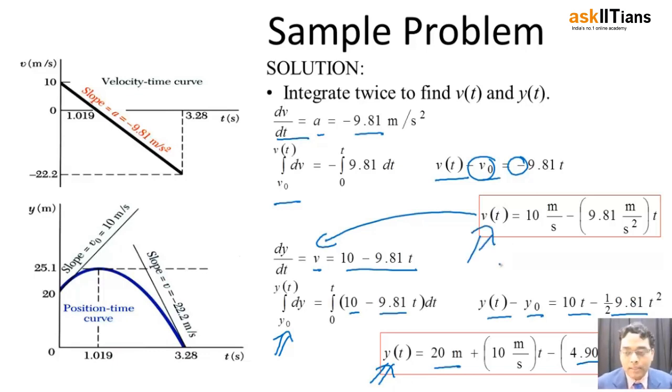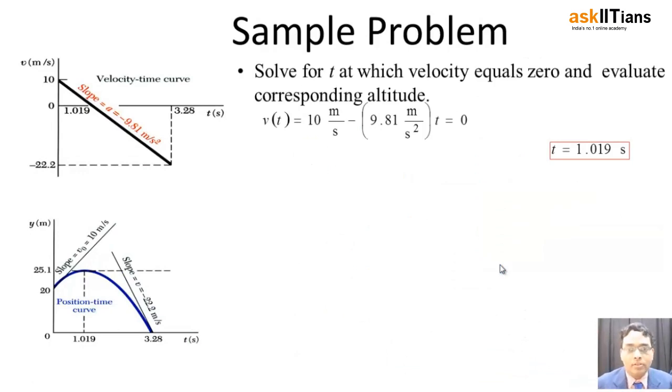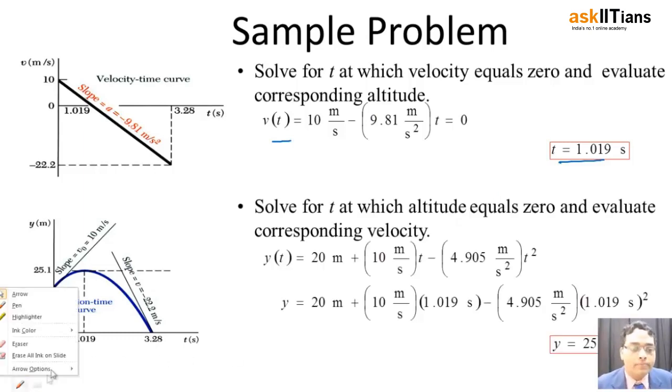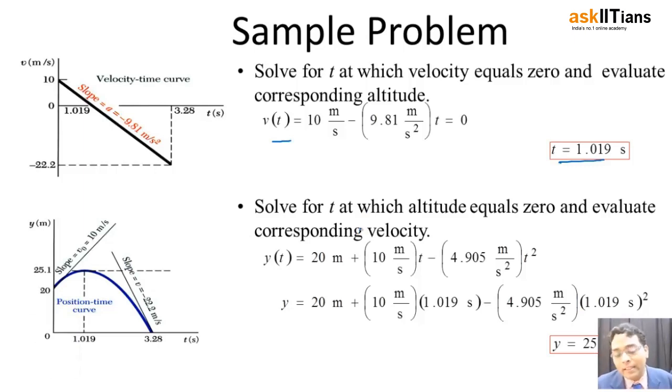Now once you know this, you can find things out. At the highest point, the velocity is going to be 0. If you put the velocity to be 0, that will give you the expression of time. The time comes out to be 1.019 seconds. In a similar manner, if you want to solve for the time when the displacement is going to be 0, the displacement is going to be 0 when the particle comes down.